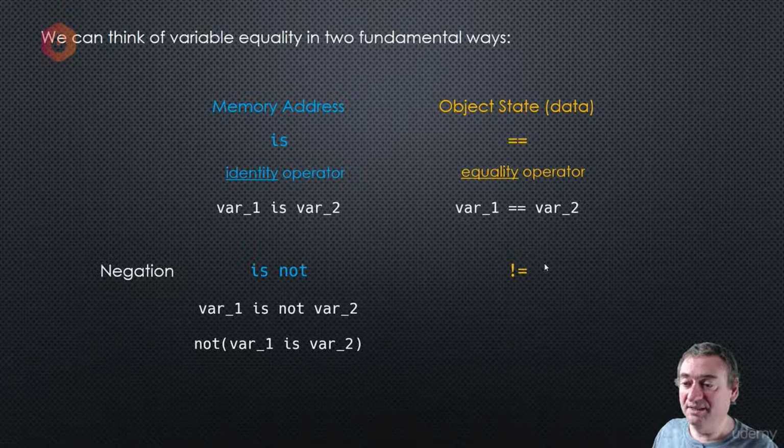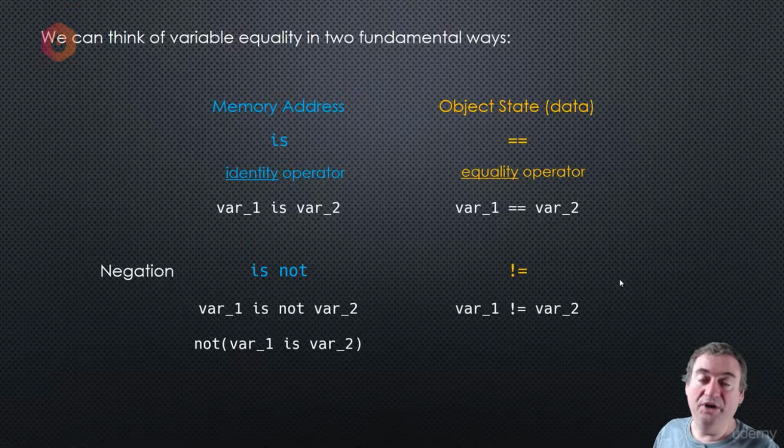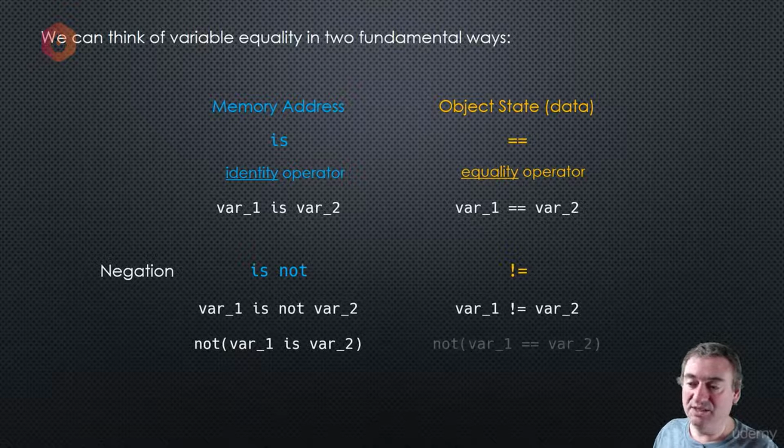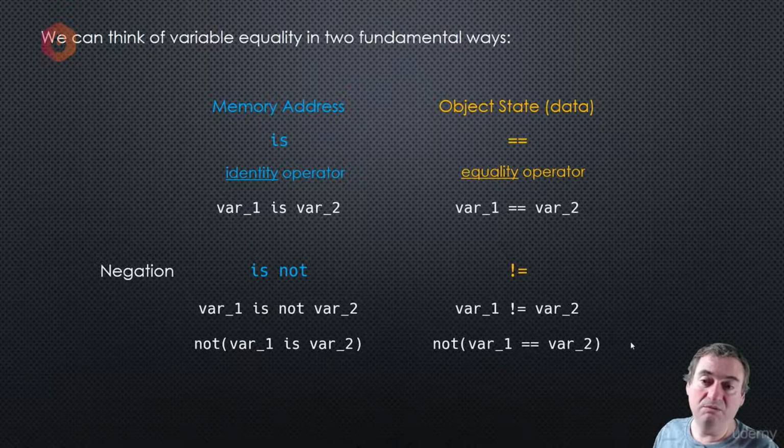For the object state, we also have the negation of the equality operator, which is the exclamation point equals, so not equals. Remember that this exclamation point in a lot of different languages also means a Boolean not. Well, here we have not equals written this way, even though in Python the not operator is actually spelled out not, like we have here. And so you would say val1 != val2. Now again, there are different ways that you can write this. You could say not val1 == val2.